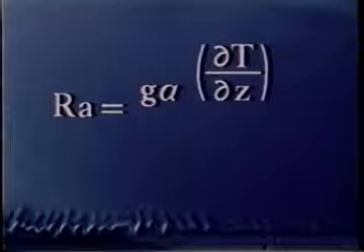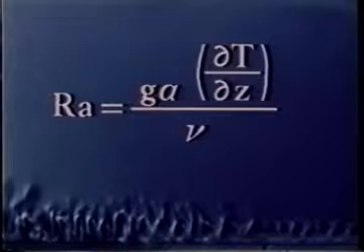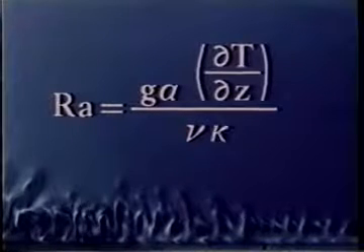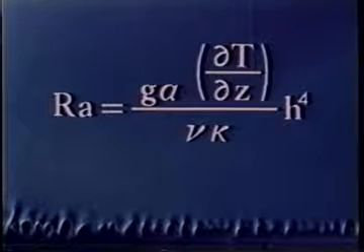The critical parameter is the Rayleigh number, which involves gravity, the thermal expansion coefficient, the vertical temperature gradient, and the effects which tend to prevent instability, viscosity, and thermometric conductivity, and finally a length parameter h, such as the thickness of the fluid layer. Above a critical value of the Rayleigh number, a layer of fluid will be unstable.